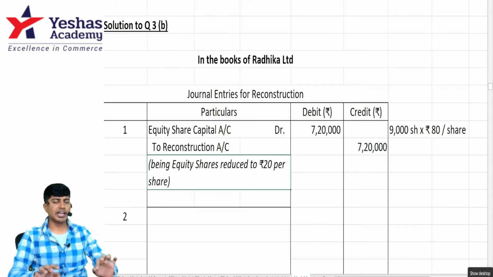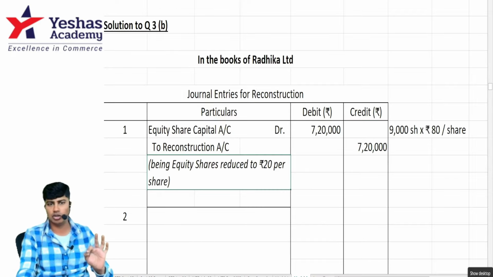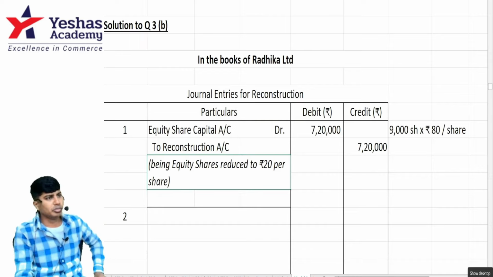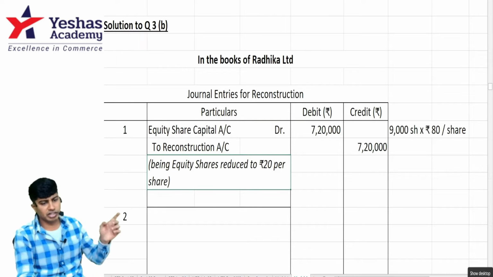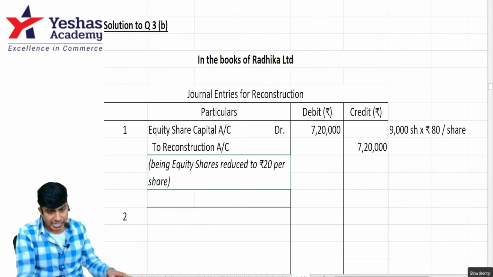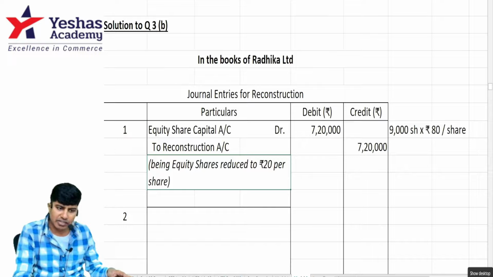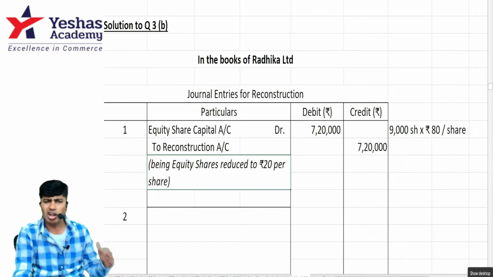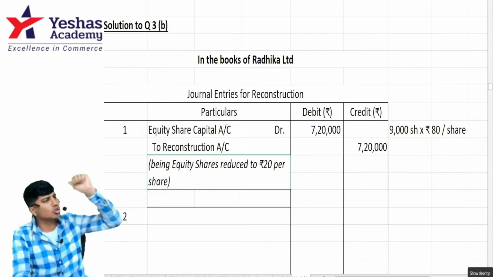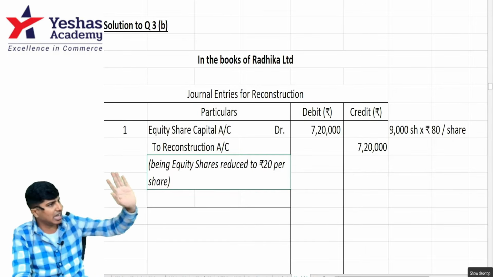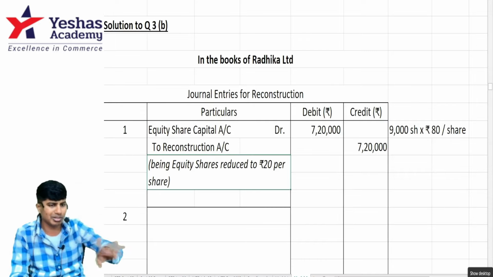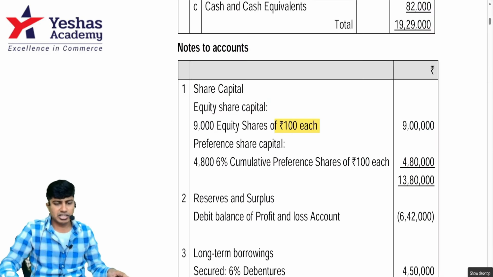I am assuming the reduction is only in the paid up value and not in the nominal value. If you would have assumed it is reduction in the nominal value, you would have debited equity share capital 9 lakh, credited reconstruction 7 lakh 20, and equity share capital 1 lakh 80. Is that wrong? Not wrong. Your balance sheet will still tally. That's an alternative assumption. That's okay. Balance sheet will still tally at the same amount. That's not wrong. But this is the right thing. What's after this? Then let's go to the next adjustment.